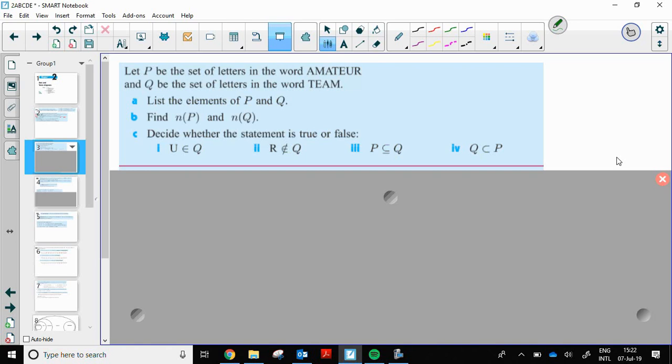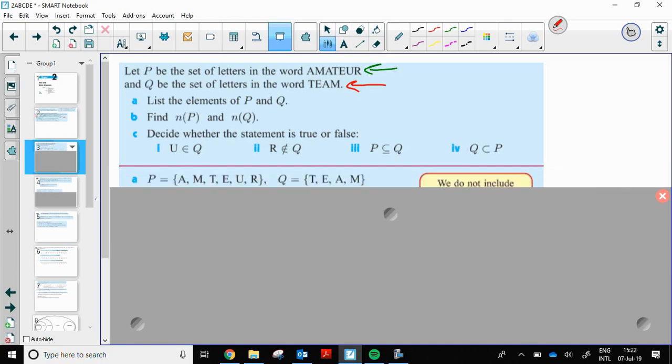So in this example, we have a set P, which is all the letters in the word amateur, and then we have a set Q, which is all the letters in the word team. So for part A, if I wanted to list the elements of P and Q, I'm just going to say P has those letters and Q has those letters. Notice that we do not include that second A twice when we're listing out the members of the set. All of the members of the set must be unique.